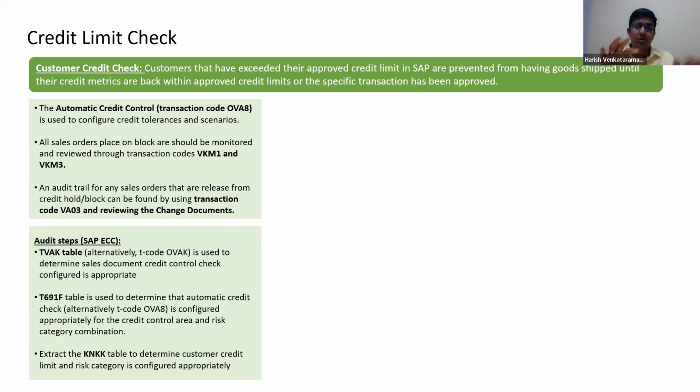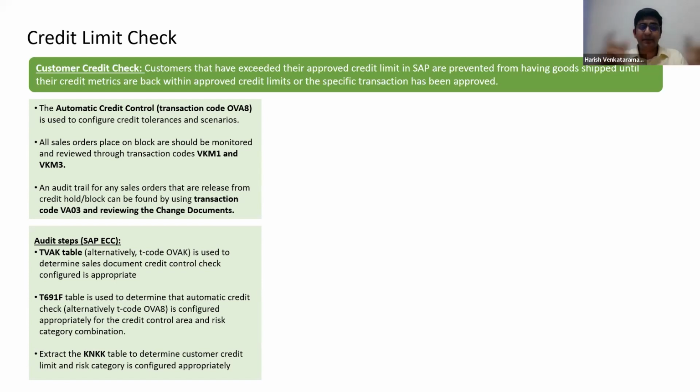As an auditor, what we need to do in case of an SAP ECC environment is first understand what these different sales document credit control checks are that are configured. This can be done through the table TVAK. This table will essentially provide us the sales document types that are there and what credit check they are using.